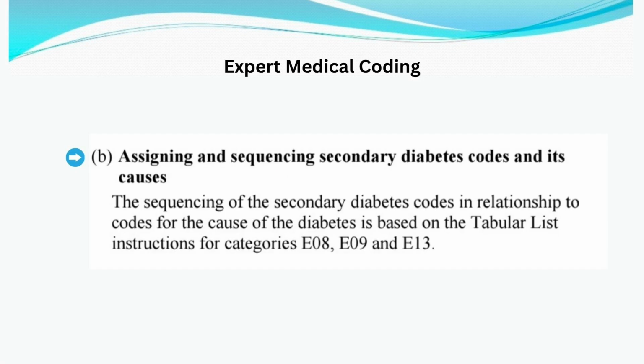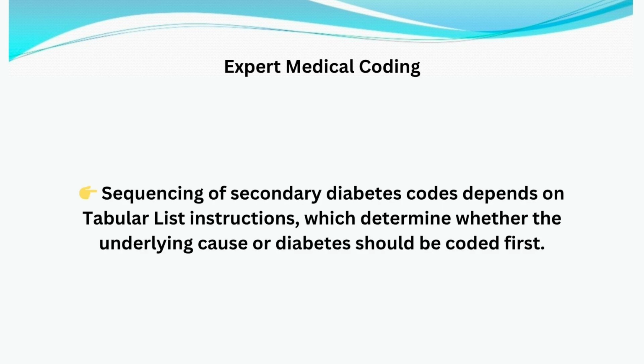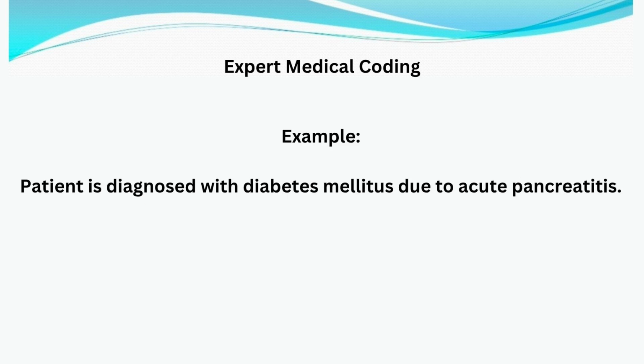Assigning and sequencing secondary diabetes codes and its causes. The sequencing of the secondary diabetes codes in relationship to codes for the cause of the diabetes is based on the tabular list instructions for categories E08, E09 and E13. Now that we have read the guideline, let's understand this in more detail. Sequencing of secondary diabetes codes depends on tabular list instructions, which determine whether the underlying cause or diabetes should be coded first. Let us see an example here.